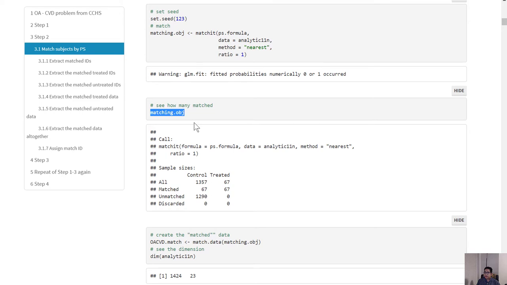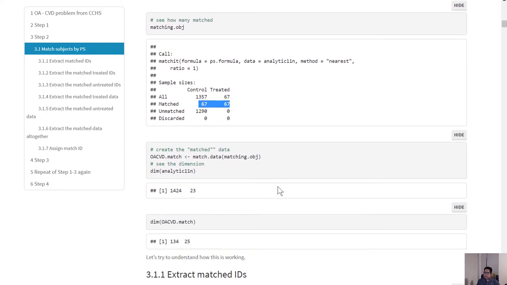in the sense that it will give you a sense of how many subjects were matched, how many subjects were not matched, right? So your ratio was 1 to 1, and you did not really have a lot of subjects. That's why you are getting exactly 1 to 1 pair matching using this nearest neighborhood algorithm.